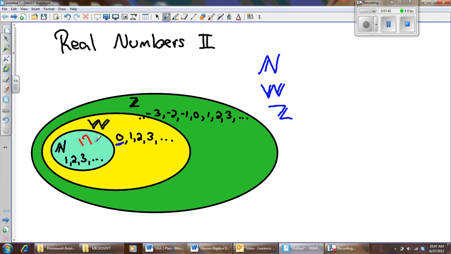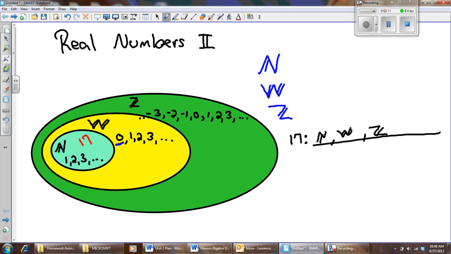There's the 17. Is the yellow circle around it? Absolutely. So the 17 is also a whole number. Is the green circle around it? Does it surround it? Yes, it does. So if I was on a test or homework, and they gave me the number 17, and they asked me to name the number systems it would belong to, I would write the N, I'd write the W, I'd write the Z.